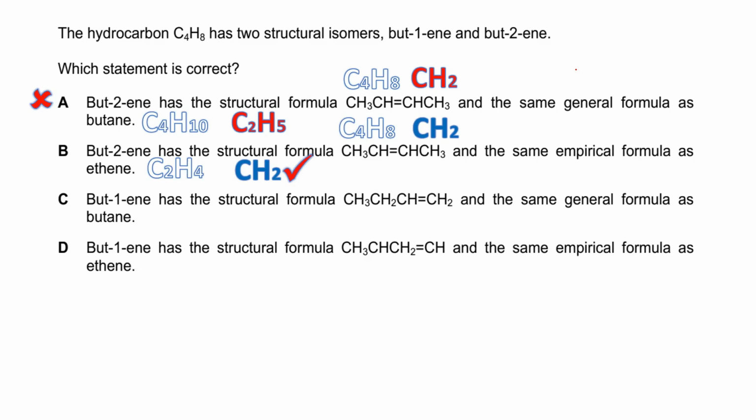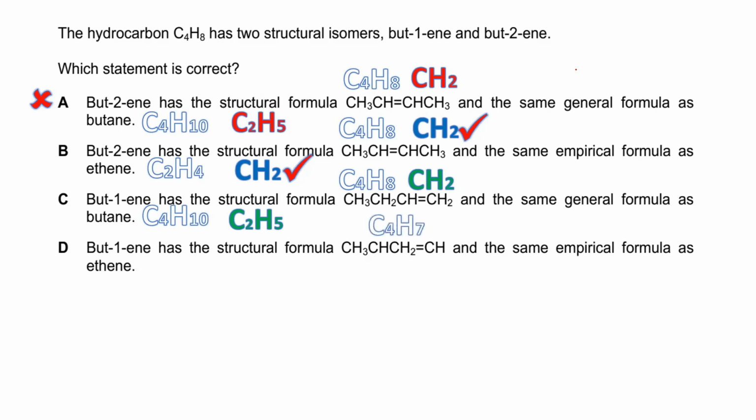Let's check C and D also. Now but-1-ene has a structural formula. How many carbon? 4. How many hydrogen? 3 plus 2 plus 1, 6 plus 2 equals 8. So its empirical formula here is CH2. What about butane? C4H10. Divide by 2, so its empirical formula is C2H5. Here, the empirical formulas are different, so letter C is wrong, not the same general formula.